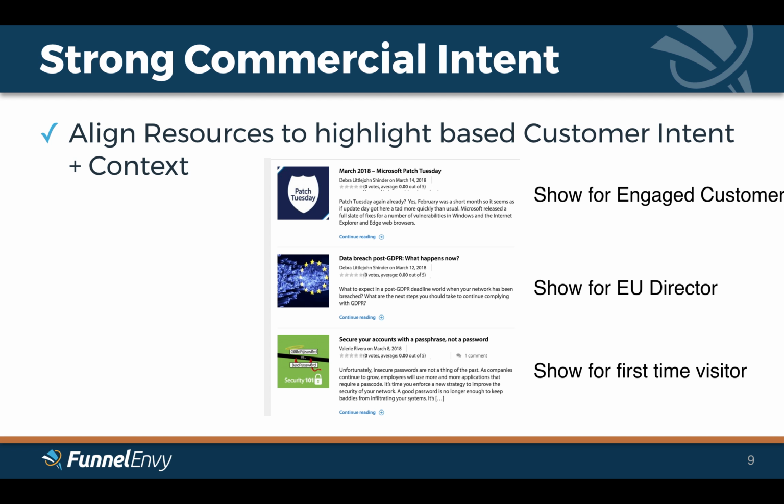Another big place where you'll do that is through resources. You guys already have a number of resources which are targeted at a number of different customers, accounts, and even position of the funnel. So let's take a look at 3 here. So in the top one, you'd show that for an engaged customer. In the middle one, you just specifically show that for an EU director, and then at the bottom, that's more top of funnel, so you'd show it to a first-time visitor. So it really depends on who the customer is and where they are in your funnel, and you're going to optimize that experience with content through showing it potentially on the home page or just emphasize it on your blog page.